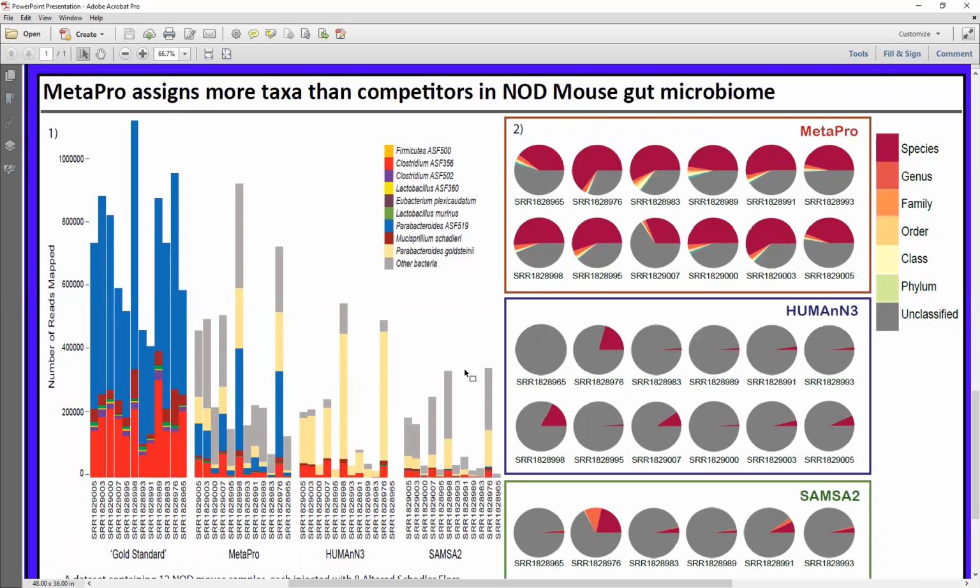The results also speak for themselves. MetaPro finds more ASF bacteria than the other pipelines. As for the taxonomic classification, MetaPro is still able to classify a high percentage of reads to a taxa over its competitors. And again, the gold standard was the raw sample sets run through BWA with the ASF bacteria in the database only.